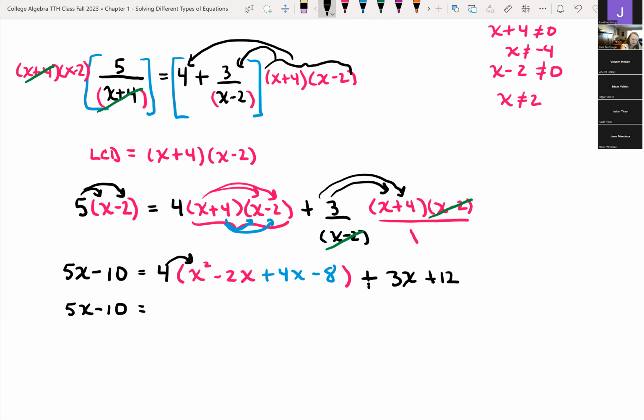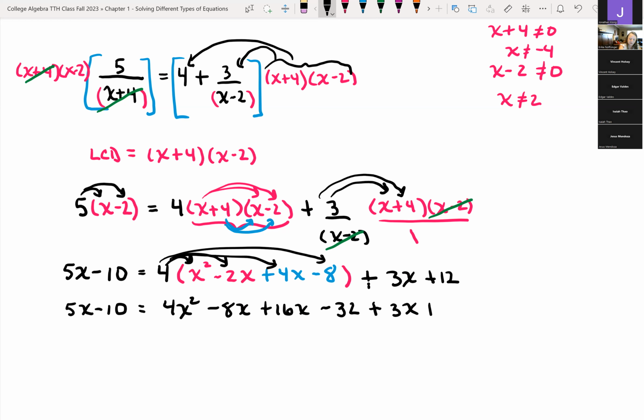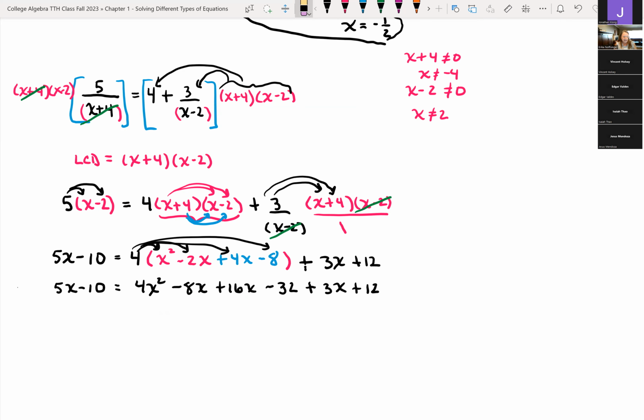So 4 times x squared is 4x squared. 4 times negative 2x gives me minus 8x. 4 times 4x gives me plus 16x. And 4 times negative 8 gives me minus 32. And then bringing down the next couple of terms, we have plus 3x plus 12. Distributed, we can combine like terms.